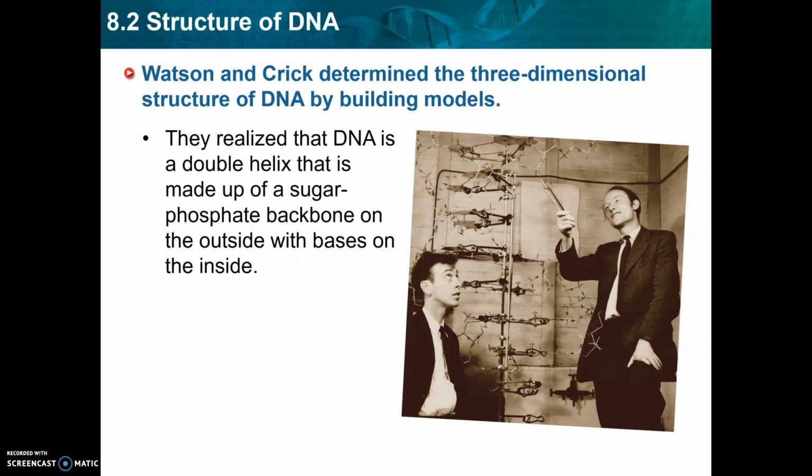Watson and Crick were the 2 scientists responsible for determining the 3-dimensional structure of DNA by building molecules. Here they are shown in the image to the right. These 2 scientists realized that DNA is a double helix, that it is made up of a sugar phosphate backbone on the outside with bases on the inside. In the image, you can see a model of this 3-dimensional double helix structure that we are referring to.